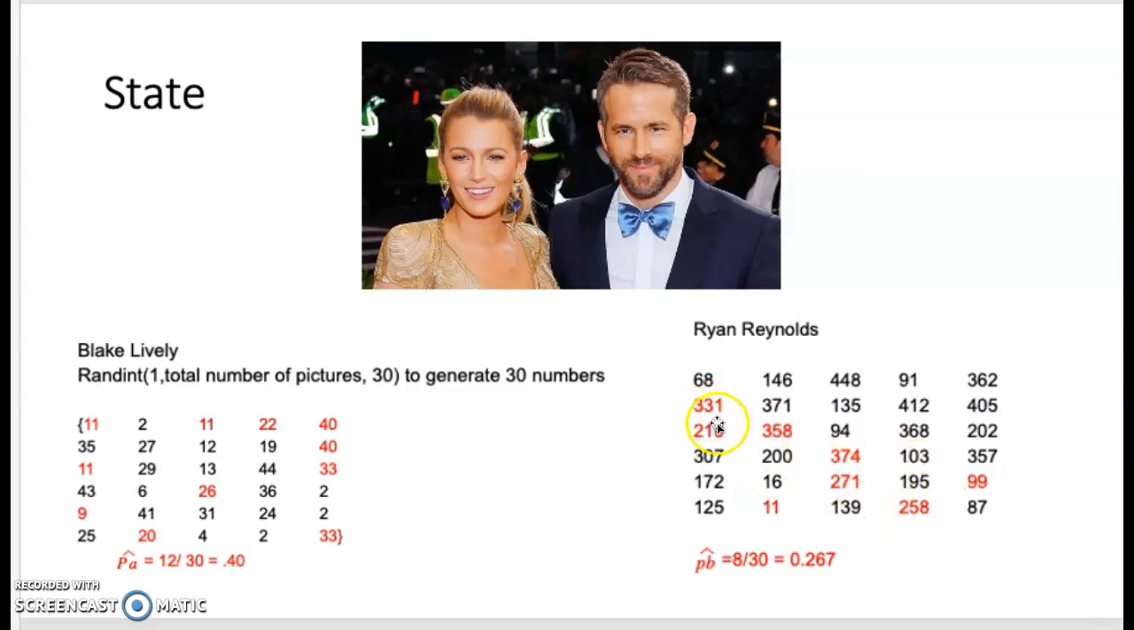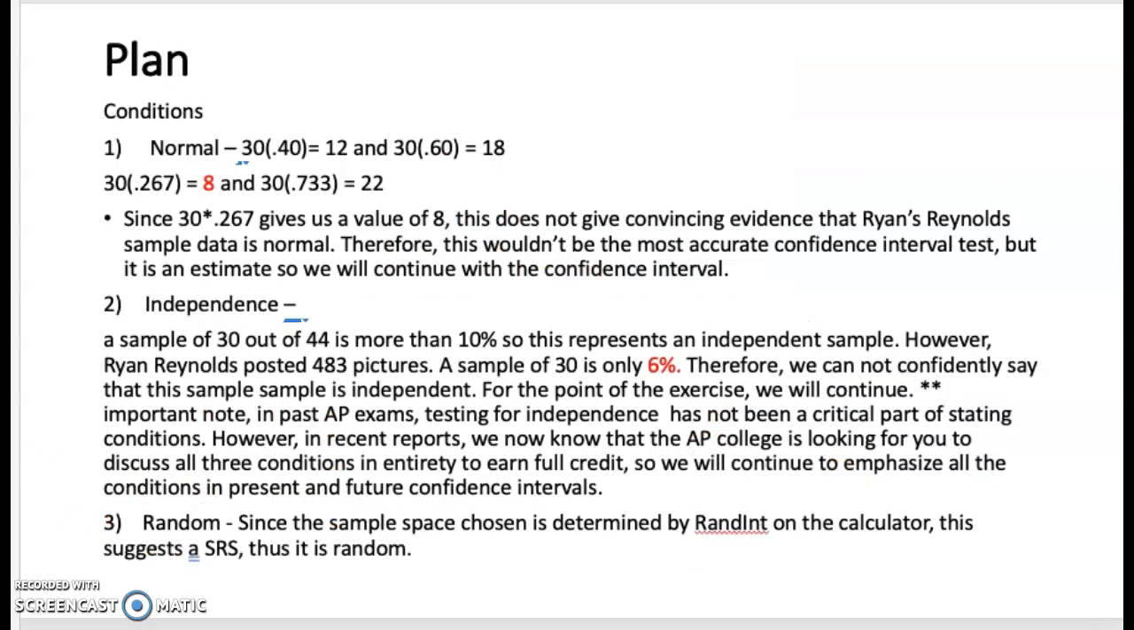But in the end, we found that 12 out of 30, so 40% of Blake Lively's pictures were selfies or solo pictures, and 26.7% of Ryan Reynolds' pictures were solo pictures. So this is me stating my variables, stating what those actual sample proportions are, and outlining everything for the grader. The next part is I'm going to plan.